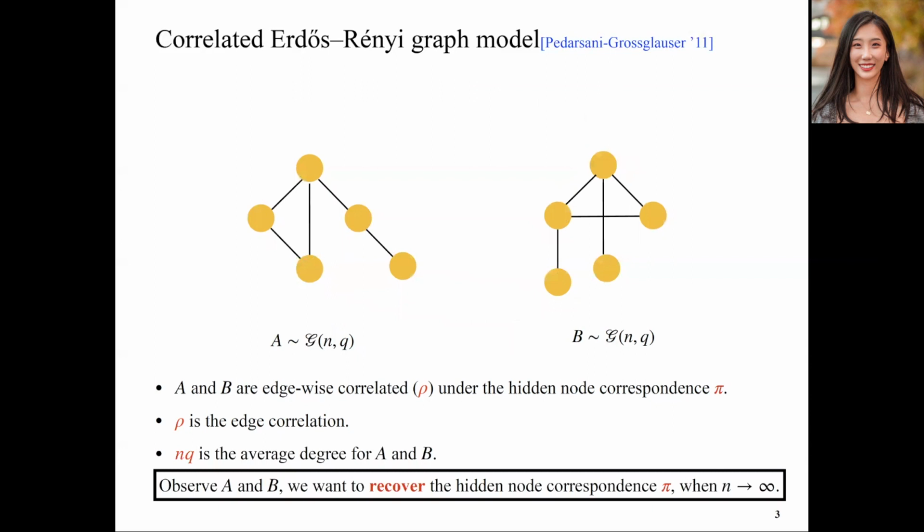Then the question becomes: if we only observe the structure of A and B, we want to recover the hidden node correspondence pi between the two networks. In other words, if we don't observe the user identities, can we still identify the same user across the two networks just based on the structure of A and B? And here we'll look into the case when the network size diverges.